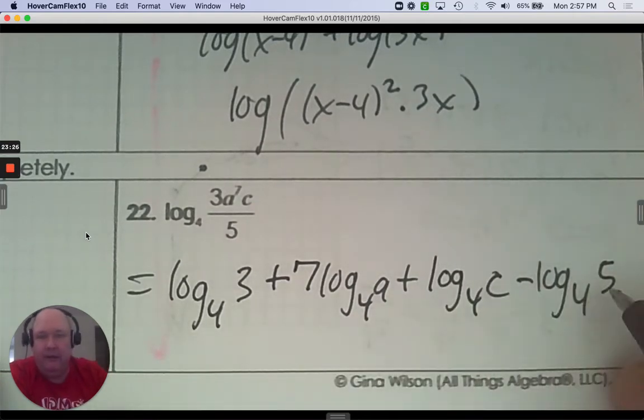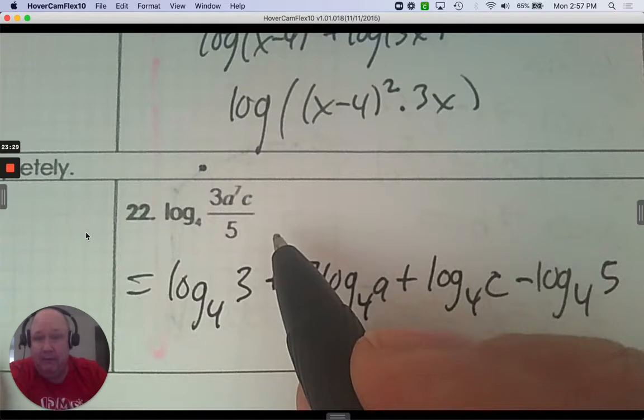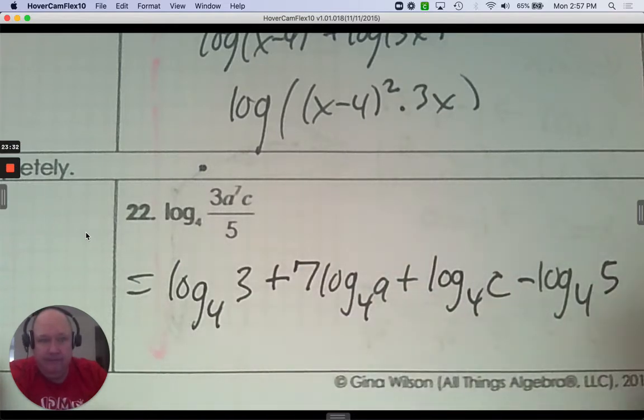And there you have expanded it using the product property, the quotient property, and the power property. All right, on to the next page.